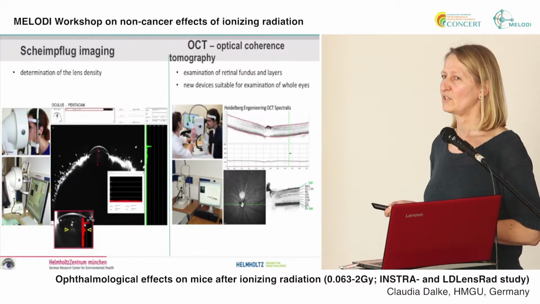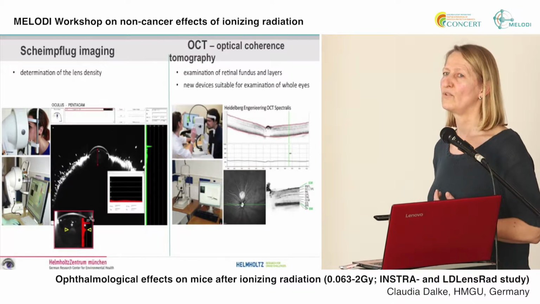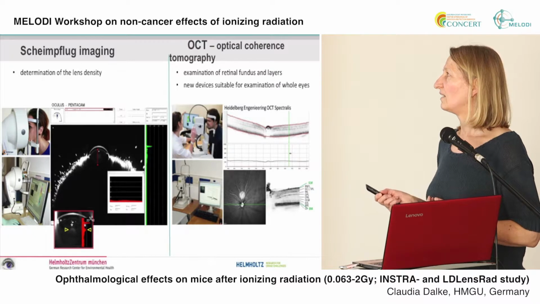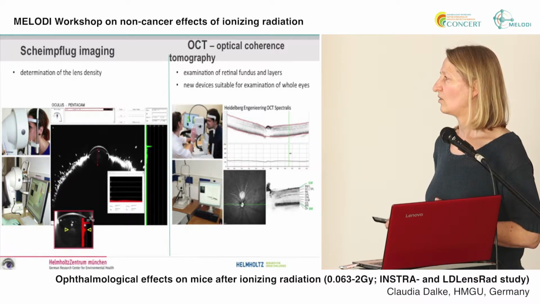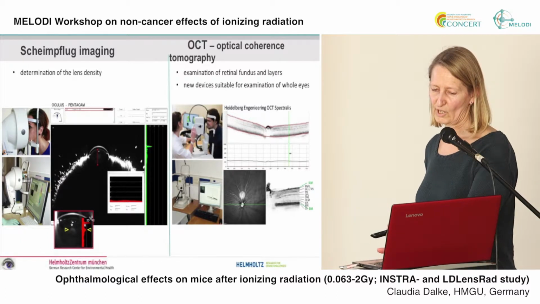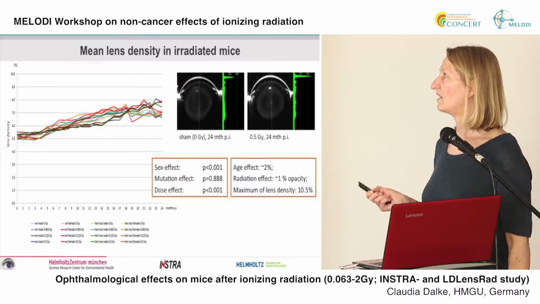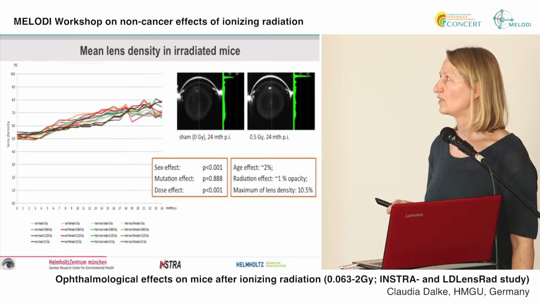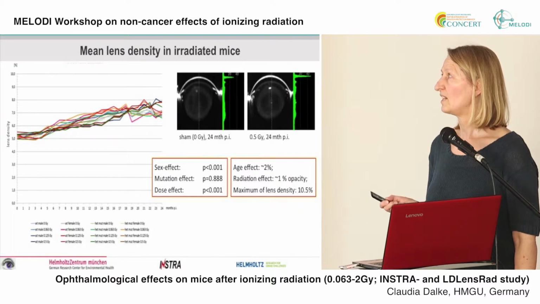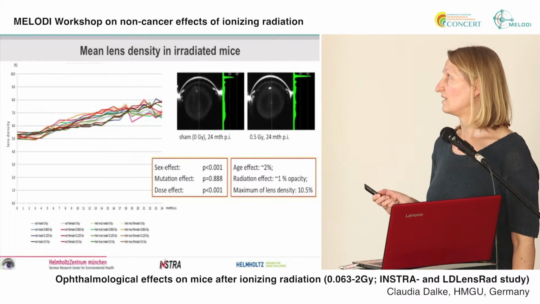But for this examination, we have to anesthetize the mice. You can't hold them that fixed for this. It's too long. And what we did here, we had a look at the retinal fundus and the different retinal layers, and analyzed the retinal thickness. These are some examples of Scheimpflug pictures from mice 24 months after irradiation, from a sham irradiated mouse and a 0.5 gray irradiated mouse. You can immediately see there's not much difference.